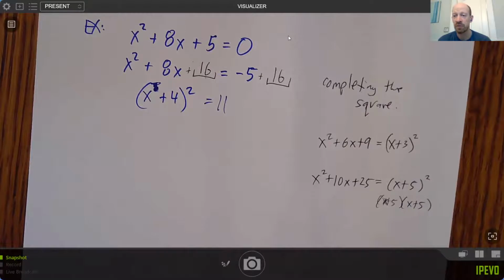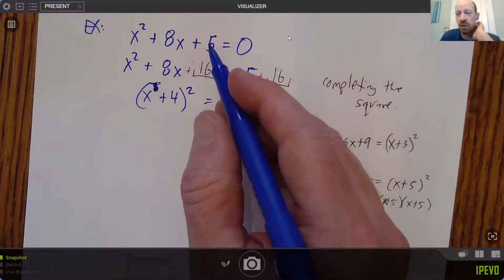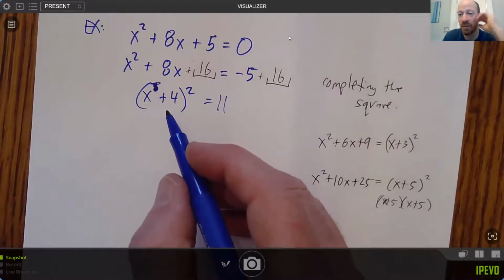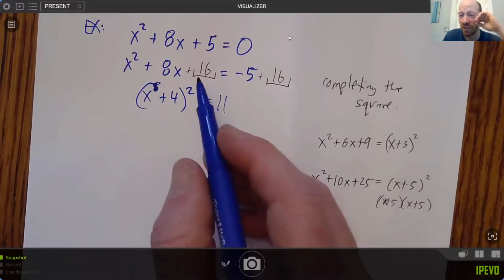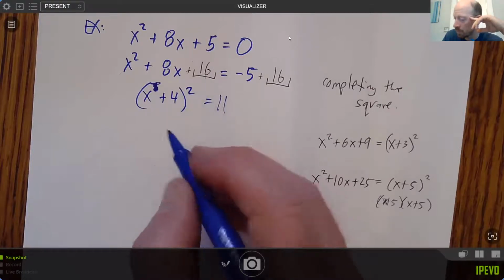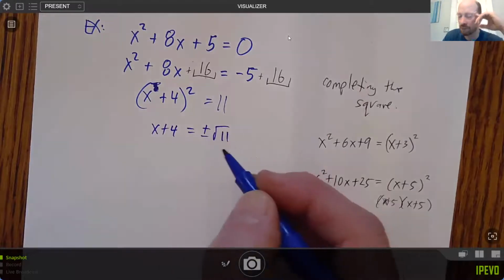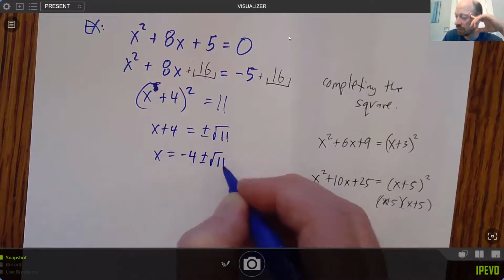And notice what we've done here is we've taken an unfactorable, potentially unsolvable problem for us, and we've turned it into something that's equivalent but can be solved by the square root property. So this is a good step for us because this strategy is giving us a way of solving problems we weren't able to solve before. X plus 4 equals plus or minus the square root of 11. X equals minus 4 plus or minus the square root of 11.